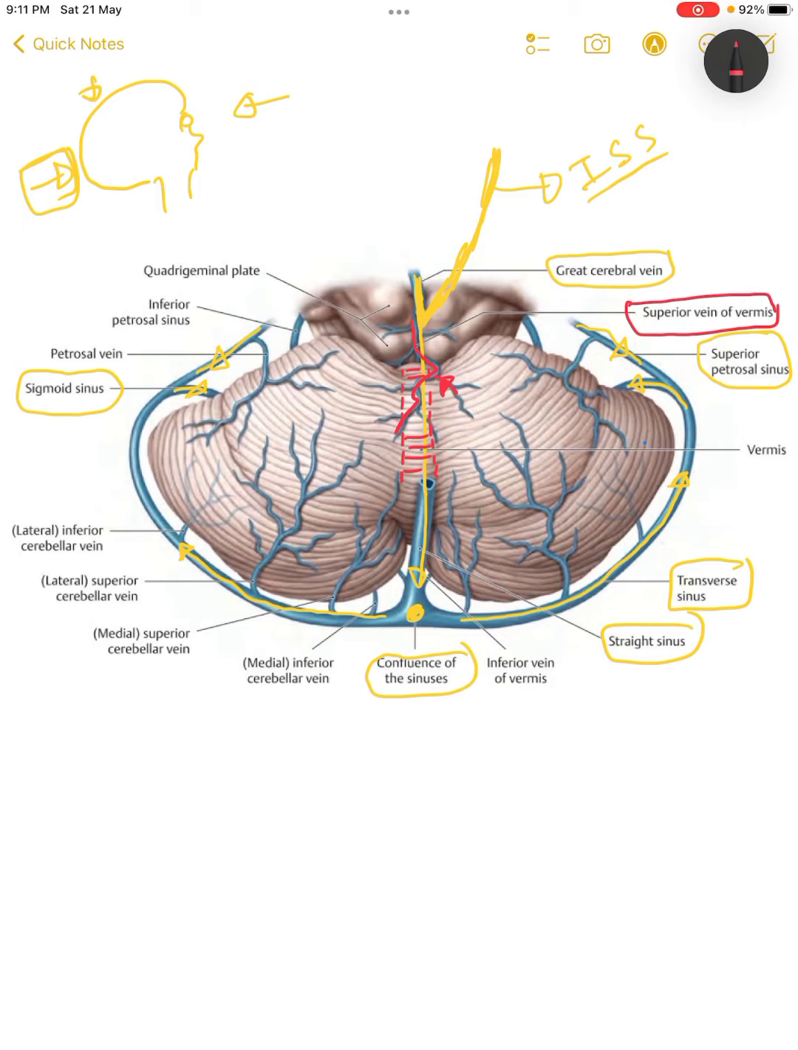Okay, now let's come to the superior petrosal sinus. So here you can see one vein here and another vein here. It's draining our cerebellum, and this is known as our petrosal vein. Okay, we are done. Now we are left with one.